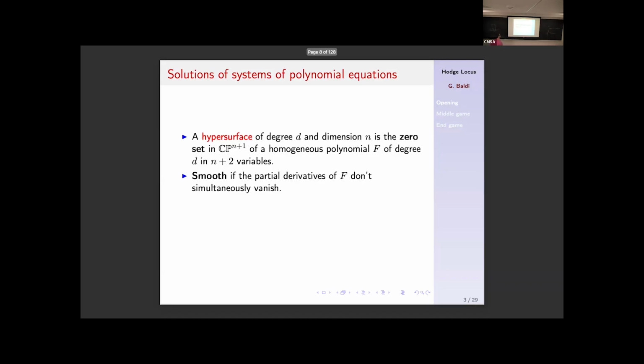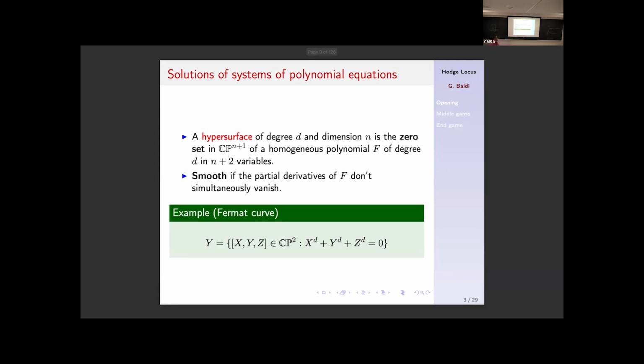Of course, this is very weak, and we care more about smooth hypersurfaces, and smooth just means that the partial derivatives of f don't simultaneously vanish. And now you consider these things in C^(n+2) minus 0, rather than this empty space. Just one example: a very famous curve of degree d, in the projective space, you just take x^d plus y^d plus z^d equal to 0. That's homogeneous of degree d, and it has some genus associated. But we can study higher dimensional objects as well.